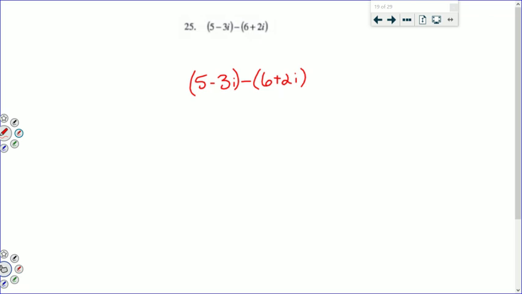So 5 minus 6 leaves us with negative 1. Negative 3i minus a positive 2i is going to take us 2 more to the negative, so it's going to be negative 5i. Okay? So that is how we would do this. Combine the real parts, combine the imaginary parts, and then you have your answer, your new complex number. On to the next problem.